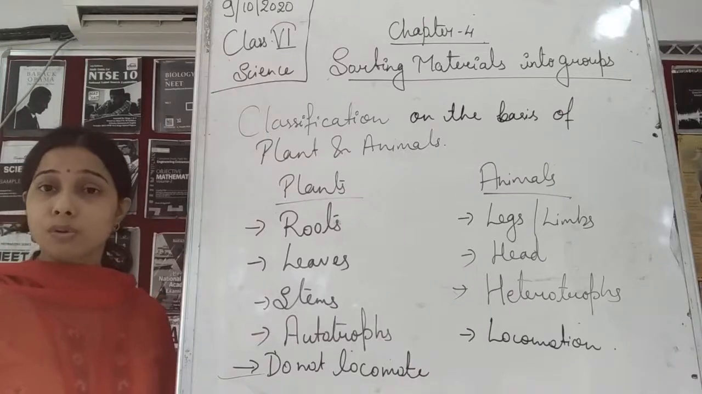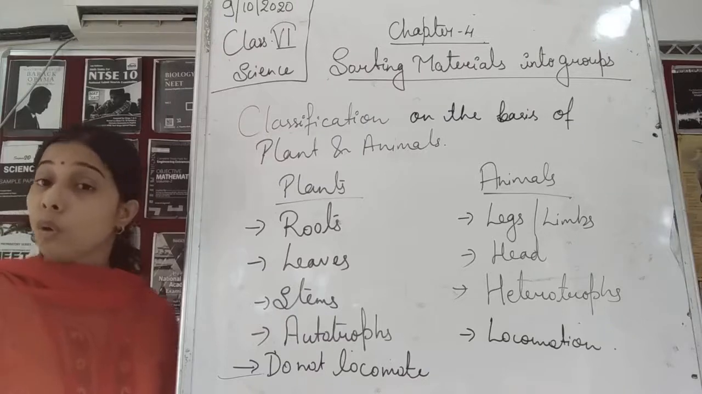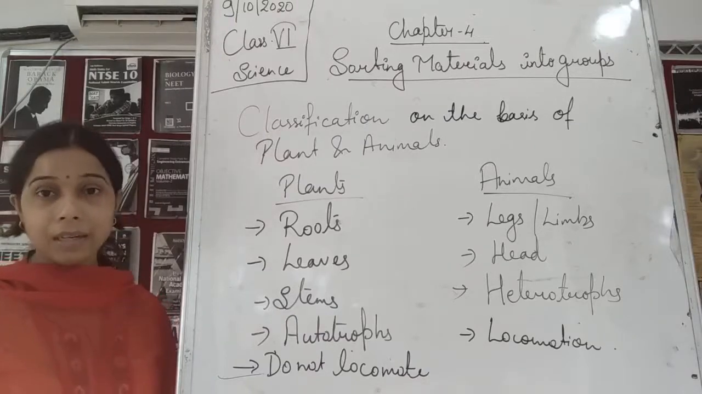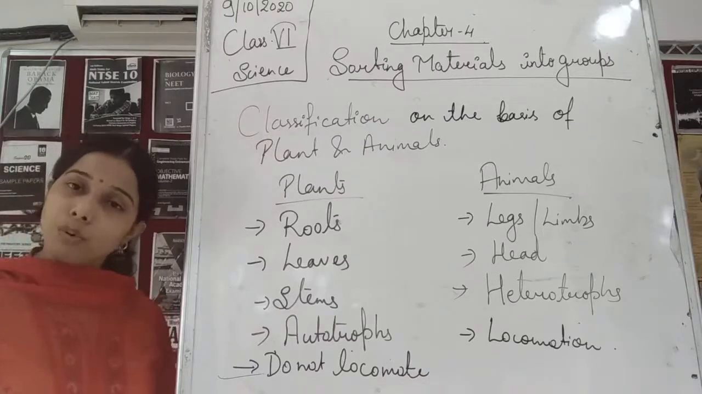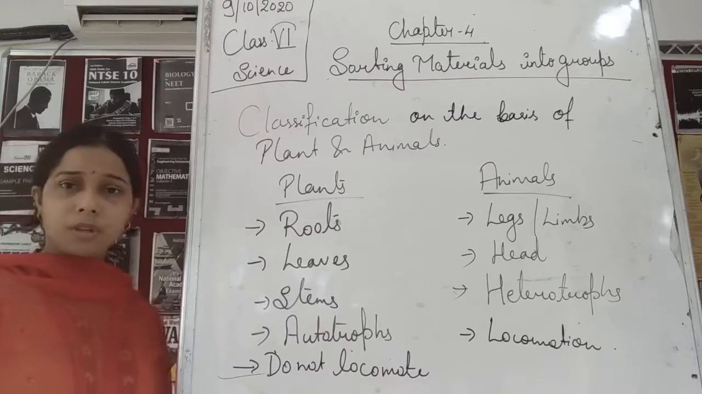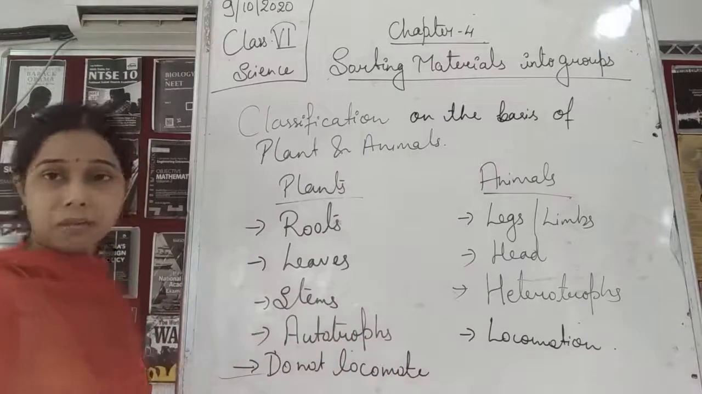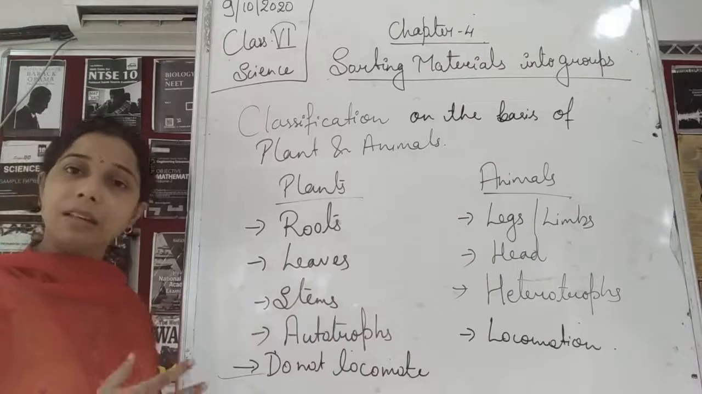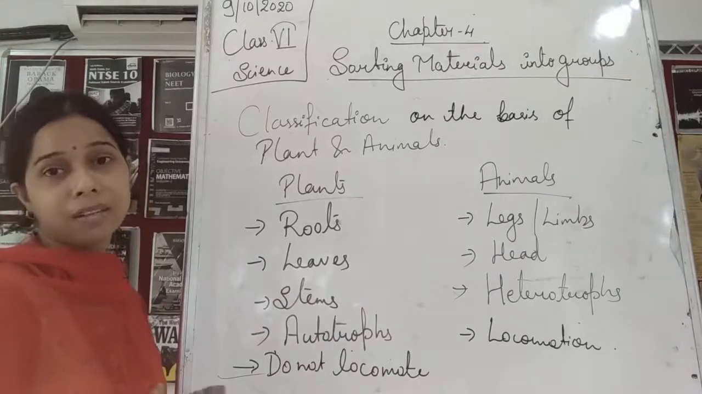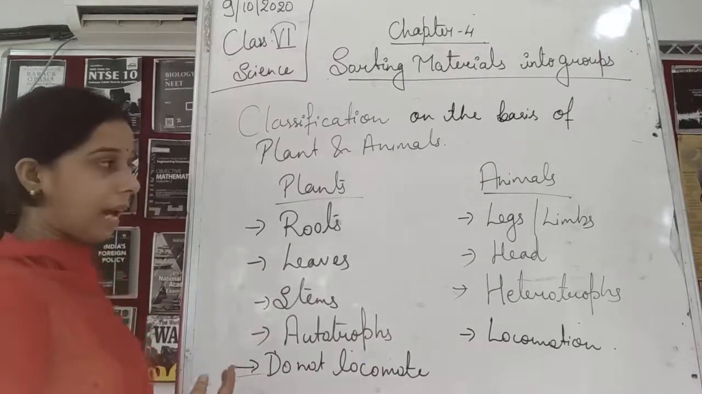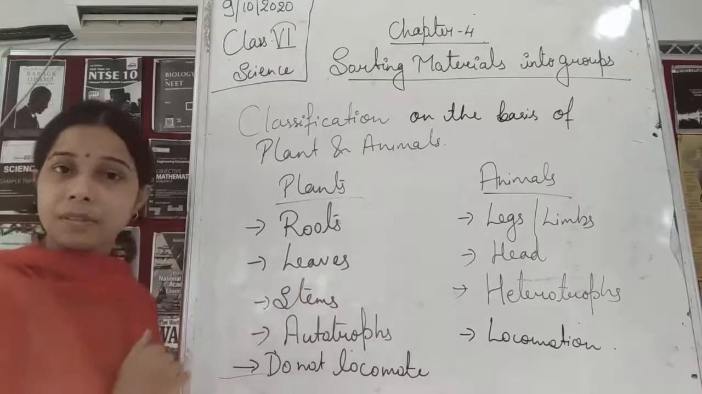Plants are autotrophs. They prepare their own food. They do not locomote but show movement. We animals move also. They locomote. So you see there are a lot of different characteristics. So we can say that living organisms are further classified into two, that is plants and animals.